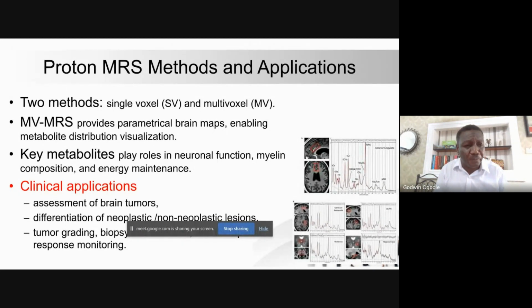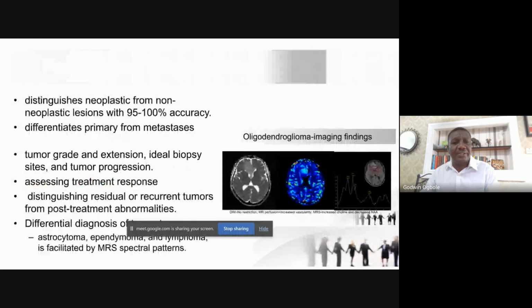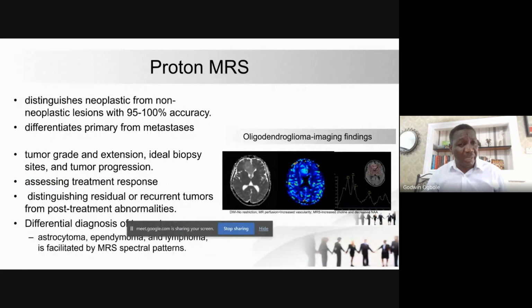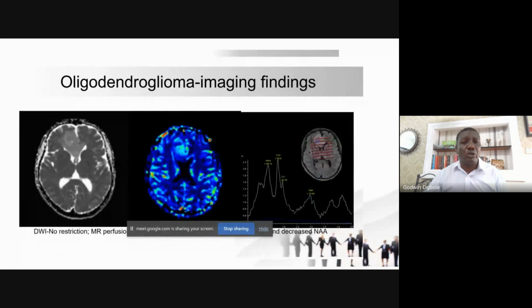Its clinical applications are very diverse in the sense that you can use this to subclassify tumors and also to monitor tumors, to determine whether tumors are neoplastic or non-neoplastic, and whether there's any recurrence after treatment or surgery. So it distinguishes neoplastic from non-neoplastic tissues with very high accuracy, and like I said, it helps us look for recurrent tumors and also to differentiate various tumors.